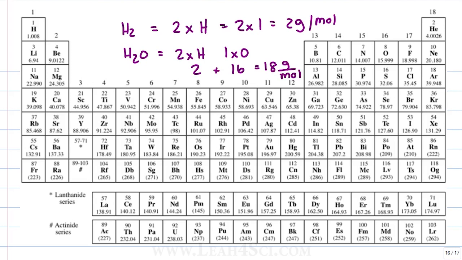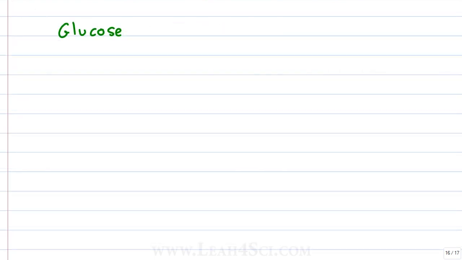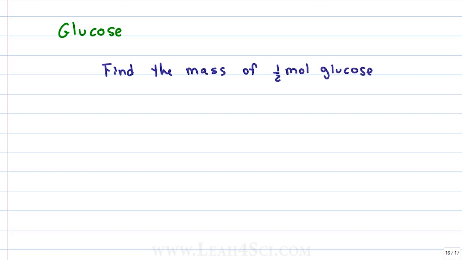Another one to memorize is glucose. What if I asked you to find the mass of half a mole of glucose? To find the mass of half a mole of glucose, we first have to find the molar mass of 1 mole of glucose, and then take half of that. Glucose is something you should know as C6H12O6. In fact, you should also have the molar mass memorized, but let's calculate. To find the mass of glucose, we have to find the mass of carbon times 6, hydrogen times 12, and oxygen times 6. Add up the masses, and that'll give you the total molar mass.